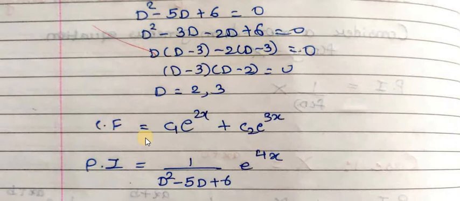So we will write CF in this manner: e raised to 2x, then e raised to 3x, and then write its linear combination. For the linear combination, you have to multiply e raised to 2x and e raised to 3x by constants, and then add the results. So CF will be C1 e raised to 2x plus C2 e raised to 3x.